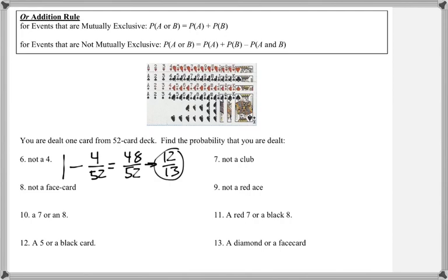Number 7 is not a club. So there are 13 clubs. So the probability that we do get a club is 13 over 52. So not a club would be 1 minus 13 over 52, which is equal to 39 over 52, which reduces to 3 over 4.